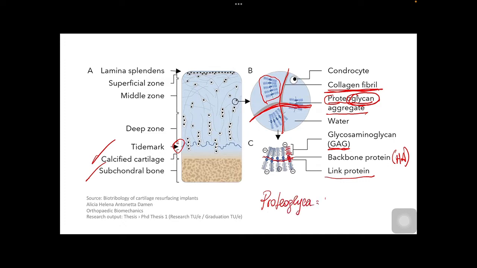So, as I said, proteoglycan is equal to proteins, could be linking proteins, plus GAGs. And the three GAGs are chondroitin sulfate, dermatan sulfate, and keratan sulfate. So I hope that is clearer now.